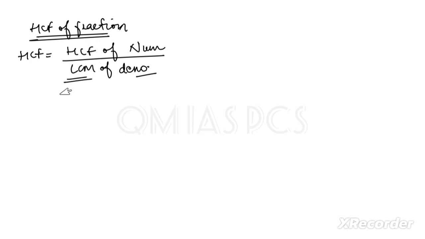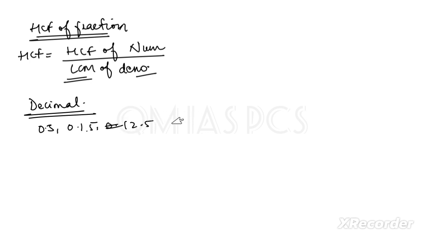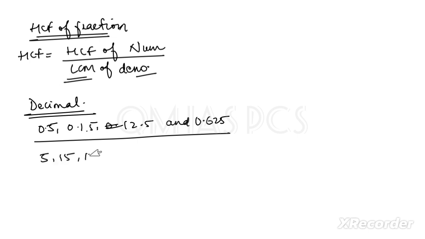Okay, for decimals, let's see. It is given a few decimals like 0.5, 0.15, 12.5 and 0.625. So what we have to do is just find the HCF of 5, 15, 125 and 625, the numbers without the decimal. Is it clear?